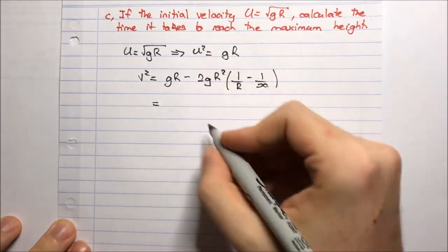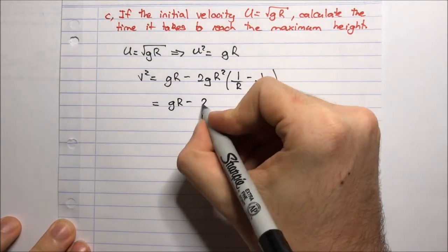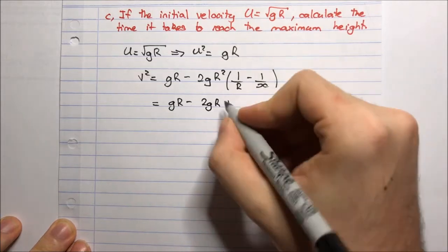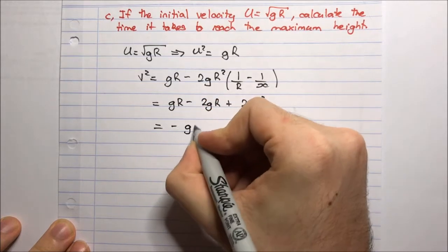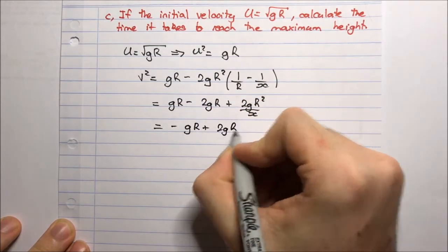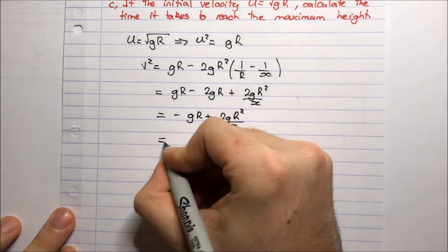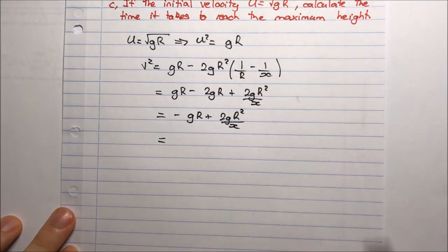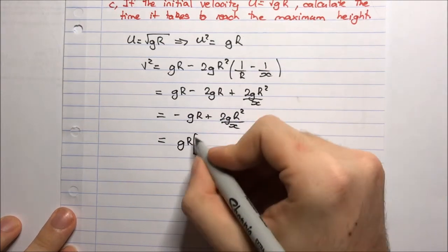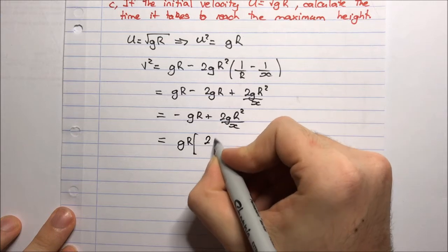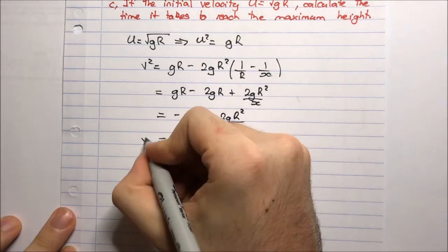Now I can do a bit of simplification here, and I'll get 2gr minus, multiplying this term by that will be 2gr, and here I'll have positive 2gr squared on x. And so this is negative gr plus 2gr squared on x. And then if I took a factor of gr out and made a common denominator, I'm doing two steps in one, but it shouldn't be too hard to follow, I'll get 2r minus x on x. And that's what v squared is equal to.